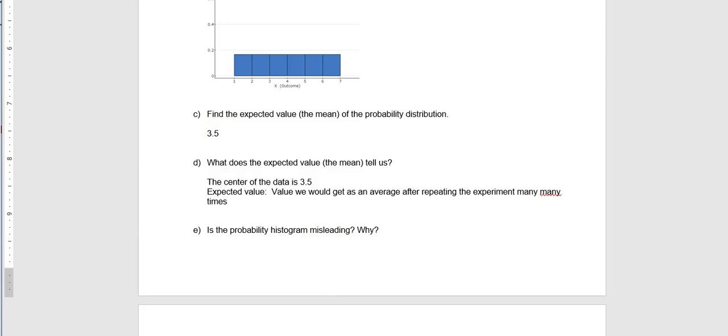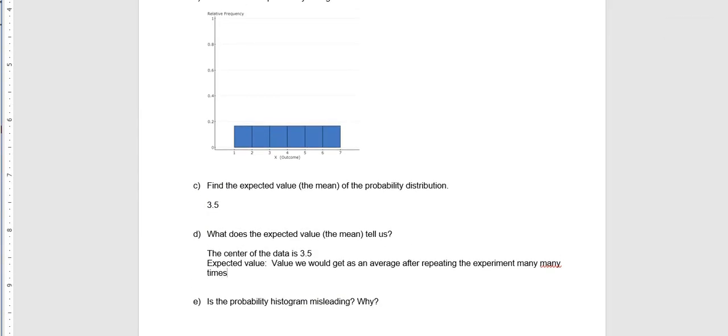Okay, now let's think about one more thing to do with the mean. If we look at our probability histogram, if we were just looking at this and trying to figure out what the mean would be, it looks like it would be at 4. Yes, the probability histogram is misleading, so it makes it look like the mean is 4 instead of 3.5.